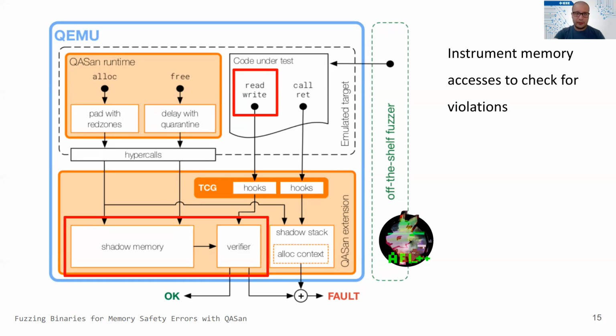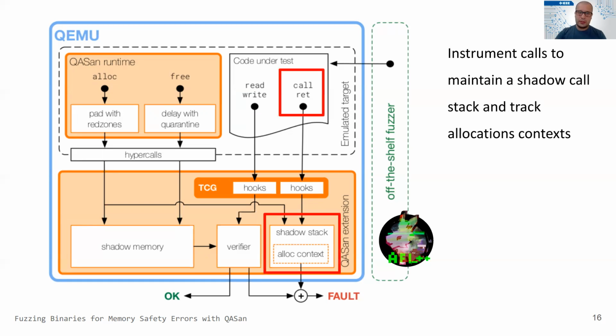In the target, the read and write instructions are hooked, and the emulator checks the memory accesses using the shadow memory, just like AddressSanitizer. Also, the function calls are hooked to maintain a shadow stack that is used to report meaningful stack traces when there is an error, both for the faulting allocation and also for the allocation context of the buffers involved in the fault.